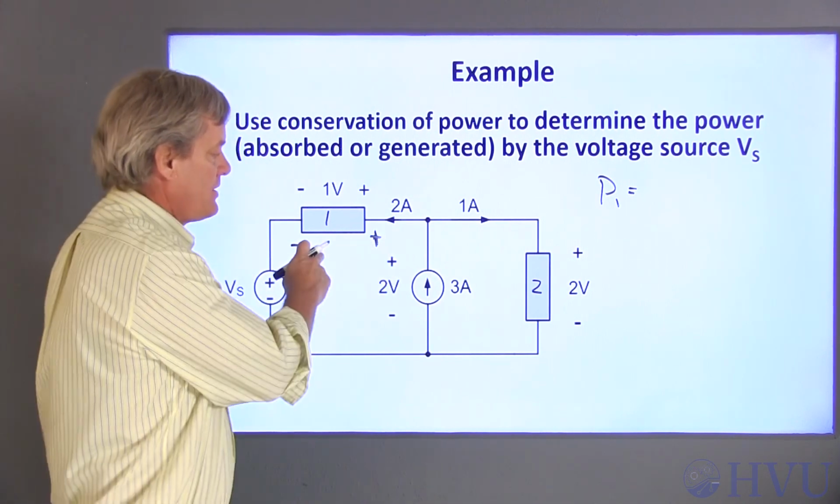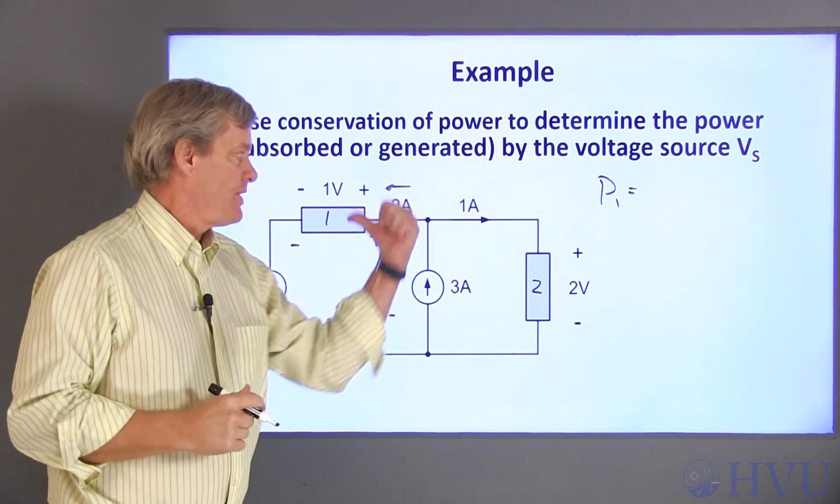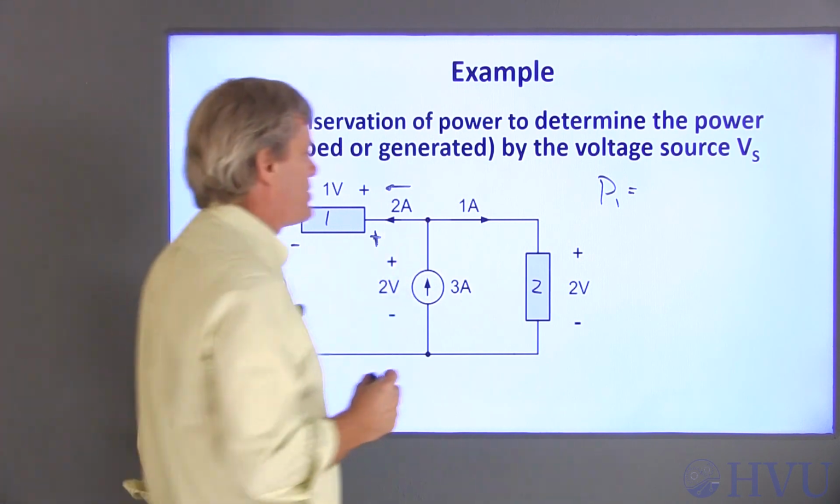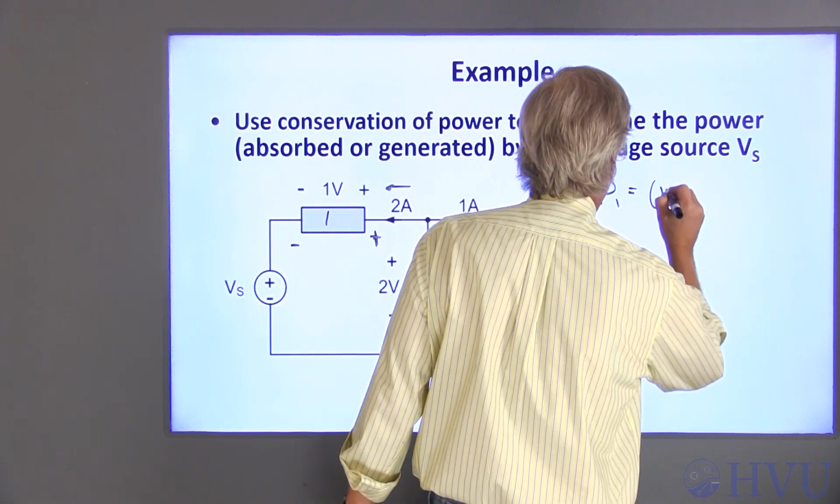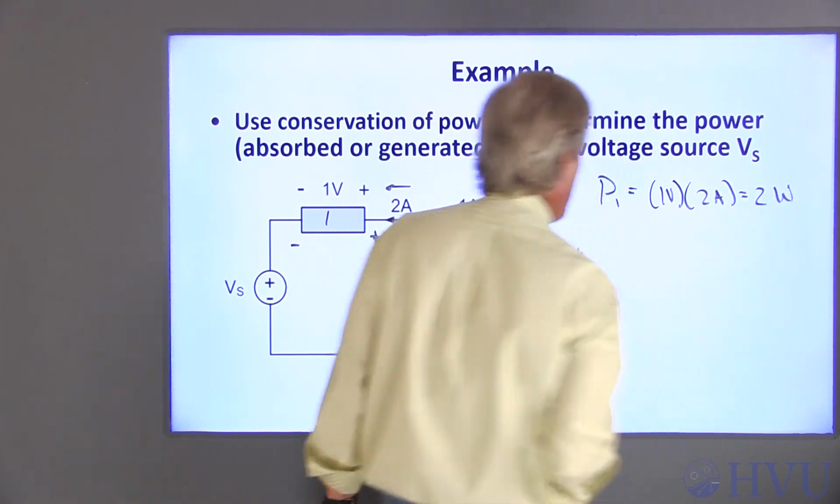I'll use plus minus as the sign convention for voltage. That means positive current is in this direction. Both of those sign conventions agree with the actual direction, so I don't need to change any signs. So this is 1 volt times 2 amps, which is positive 2 watts.